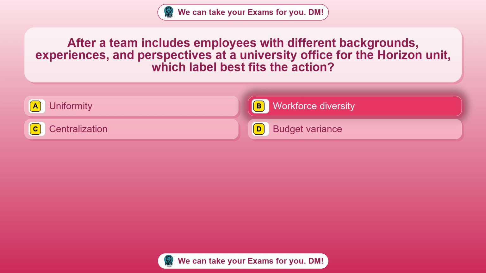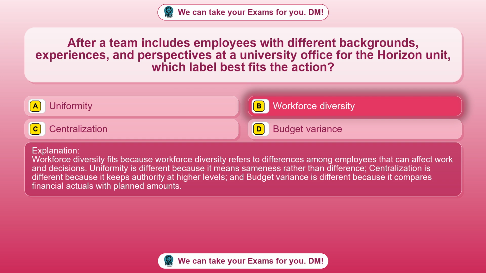Workforce diversity. Workforce diversity fits because workforce diversity refers to differences among employees that can affect work and decisions. Uniformity is different because it means sameness rather than difference. Centralization is different because it keeps authority at higher levels, and budget variance is different because it compares financial actuals with planned amounts.